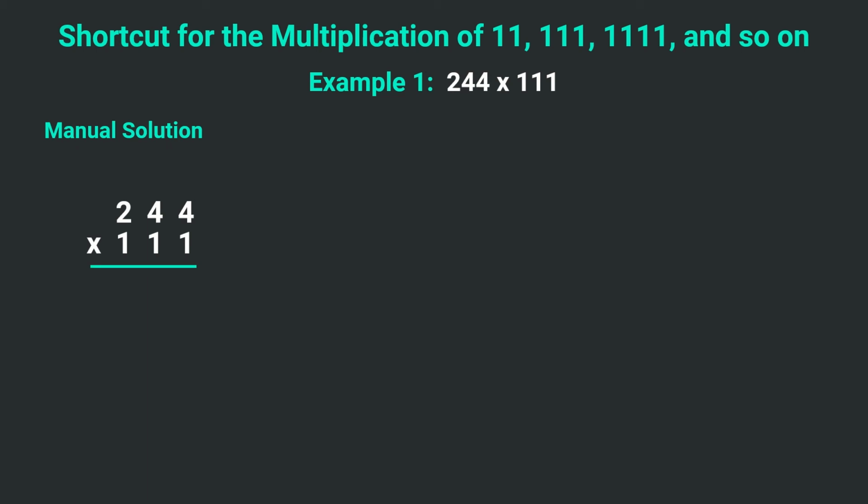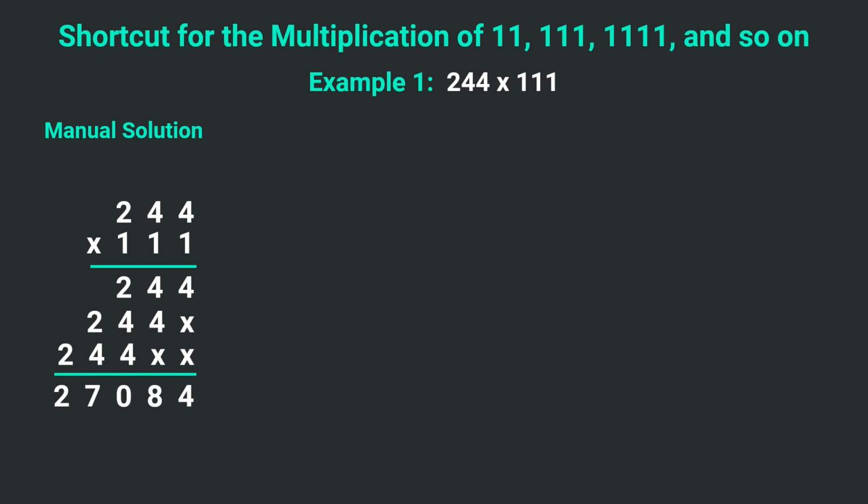The multiplication will go on in three steps. First of all, 1 would be multiplied by 244. We write 244. Then again, we write 244 with a one digit gap. Then 244 with a two digit gap. And then we add all three rows. Then we get 27 84, that is 2784.